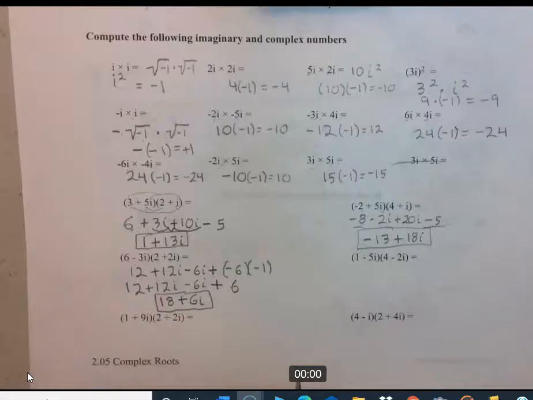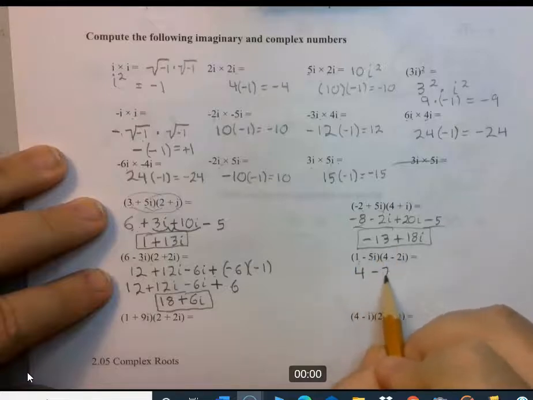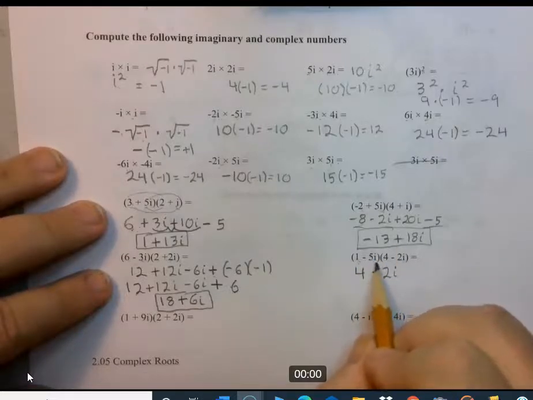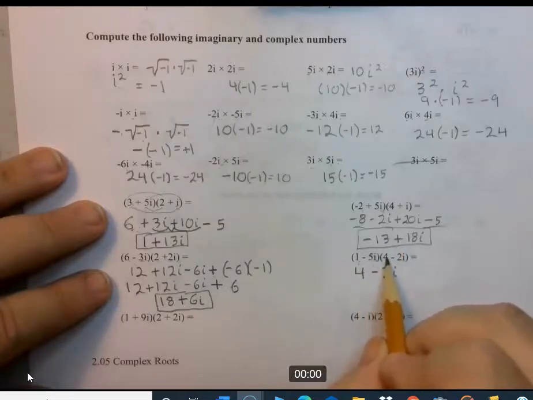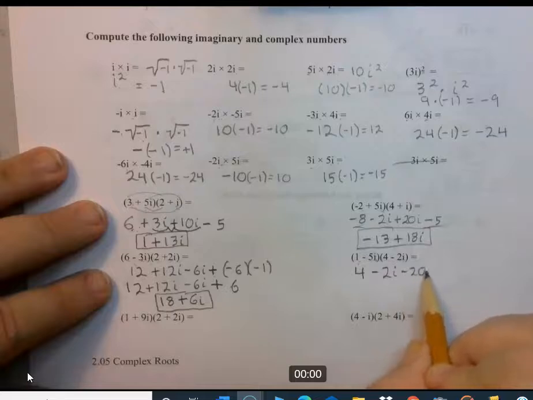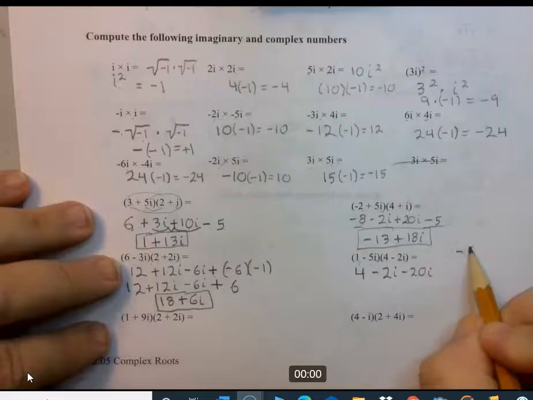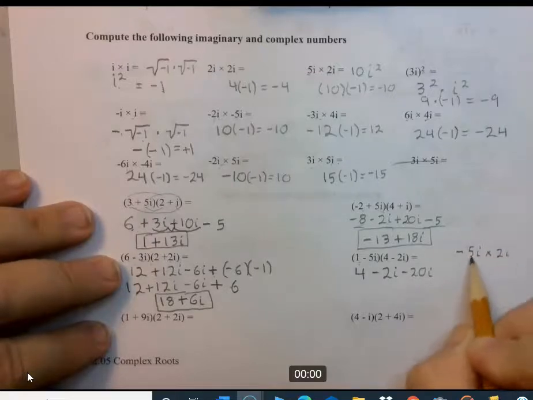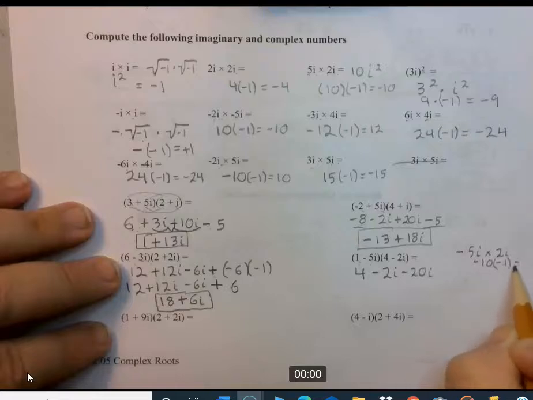Okay, one more here. 1 times 4 is 4. 1 times negative 2i is negative 2i. Negative 5i times 4 is negative 20i. And again, do this, maybe even just go off and do this separately. Come over here and say, I've got to do negative 5i times 2i. Negative 5 times 2 is negative 10. And i times i is negative 1. Negative 10 times negative 1 equals positive 10.